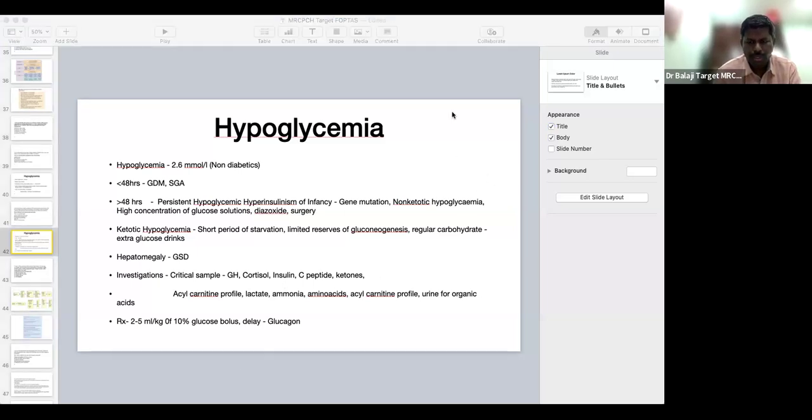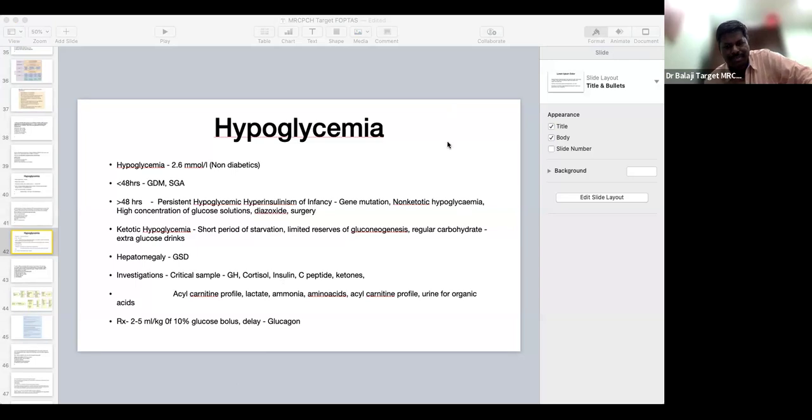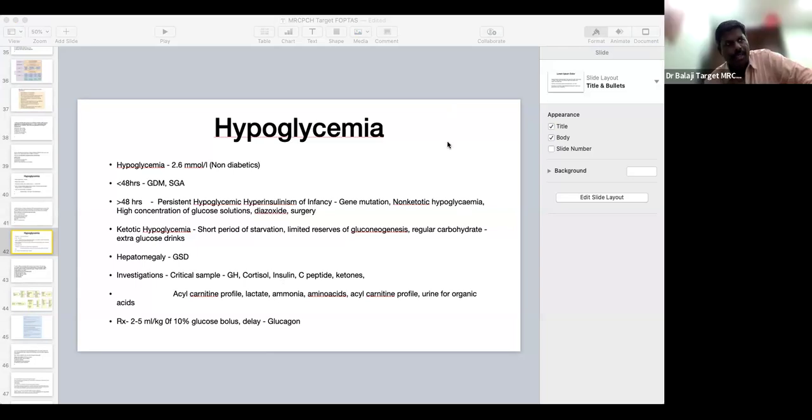So there are two conditions. Most importantly, there are only two conditions. One is hyperinsulinism. The other one is the fatty acid oxidation disorders.